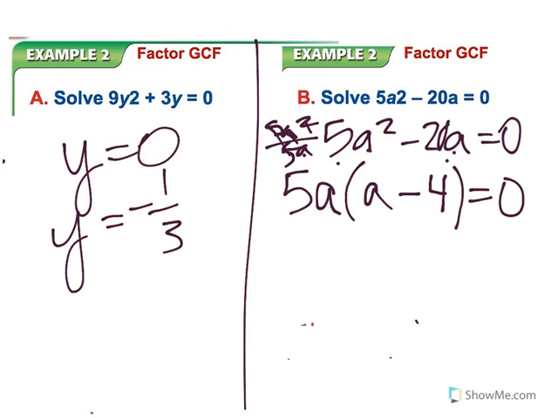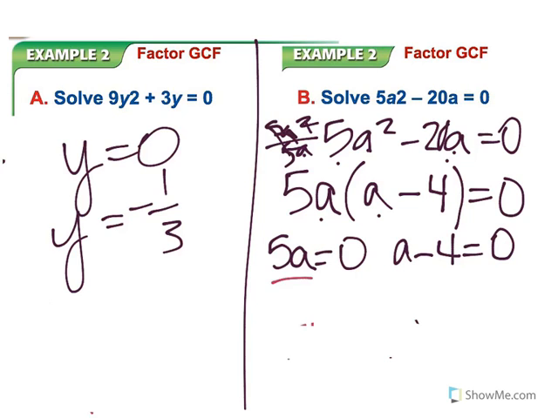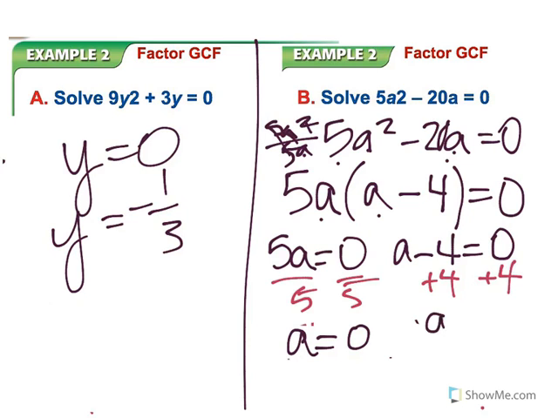Now we can use the zero property and take each of these factors and set them equal to 0 and figure out what a is. So 5a equals 0, and a minus 4 equals 0, and solve for a in both cases. On the first one, I'm going to divide by 5 on both sides, and we get a is equal to 0. And the next one, I'm going to add 4 to both sides, so that means a is equal to 4. And those are my two answers.